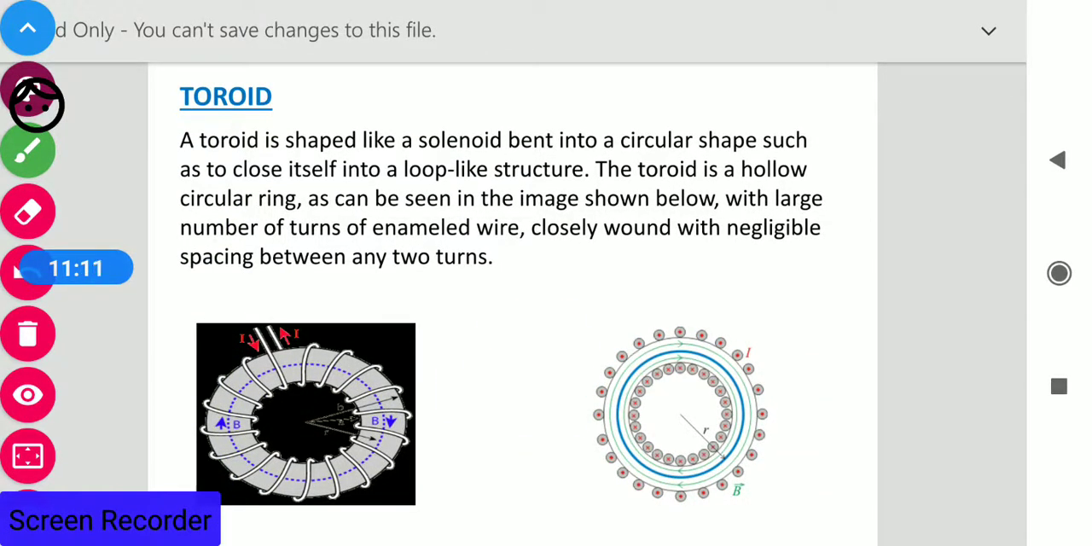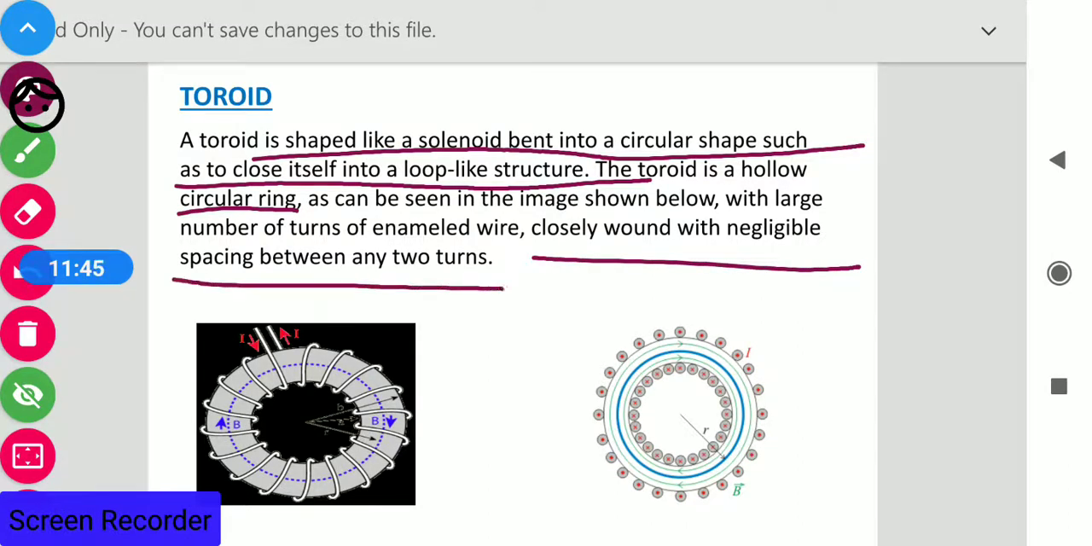Now the toroid. A toroid is also like a solenoid, but if the open ends of a solenoid are connected to each other, then the shape will be like a ring, and it is known as a toroid. So a toroid is shaped like a solenoid bent into a circular shape such as to close itself into a loop-like structure. The toroid is a hollow circular ring, as can be seen in the image below, with a large number of turns of enameled wire closely wound with negligible spacing between any two turns.